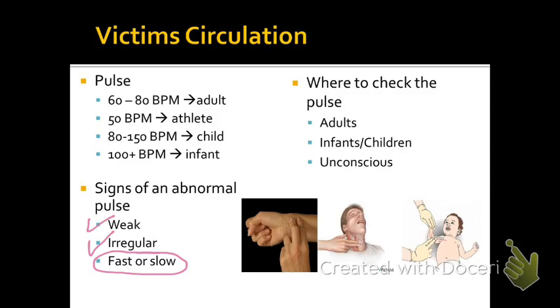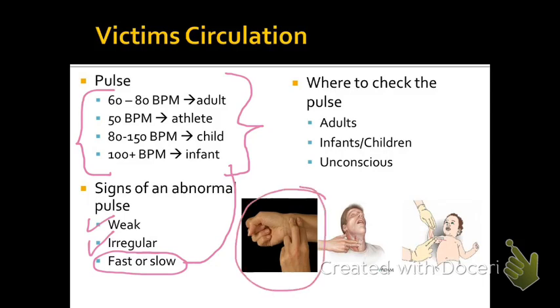And so how do we know if it's extremely fast or extremely slow? Well, we need to be acquainted with the normative values for adult, athlete, and children pulse rates. Now that brings us to another issue, which is, where do we check the pulse, right? So most of you probably know the most common place to check the pulse would be at the radial side of the hand. However, it really does depend.